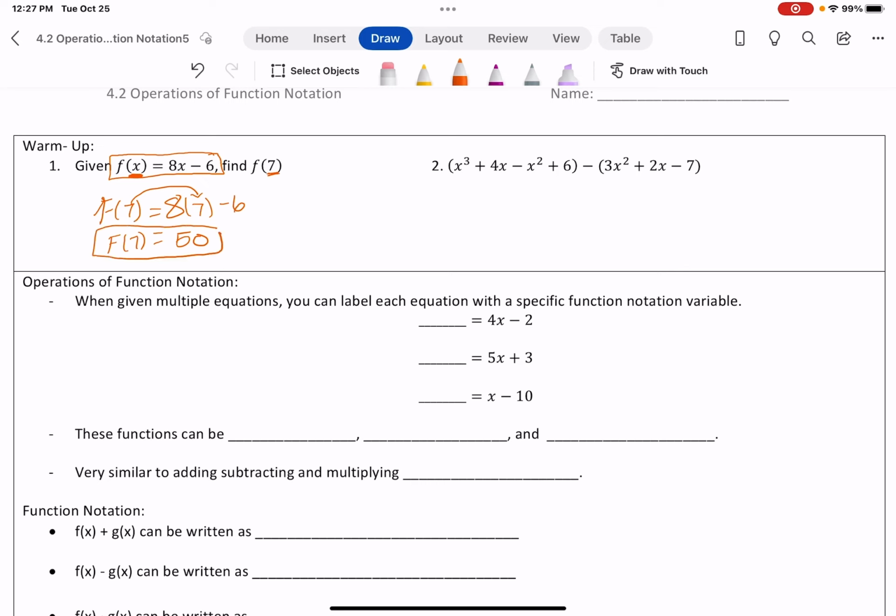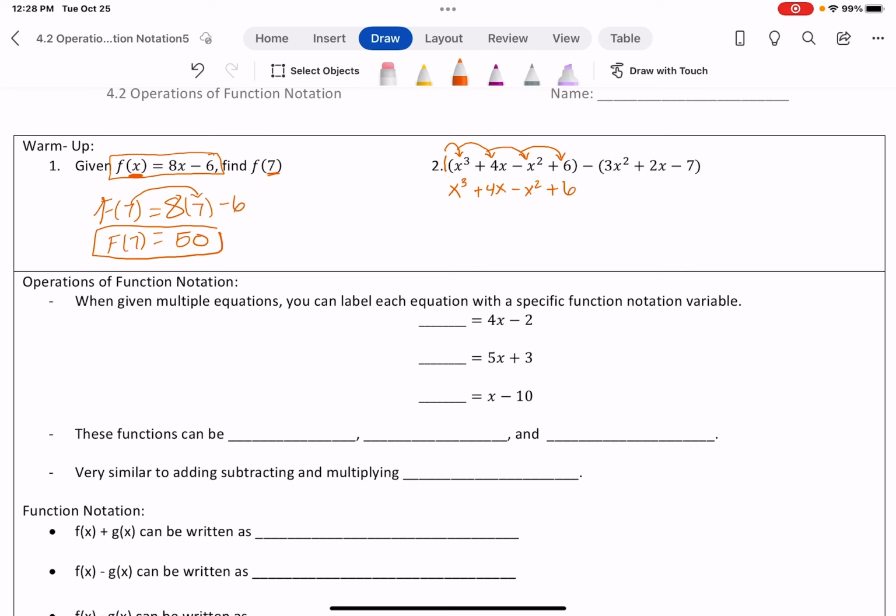Now, for our second question in our warm-up, this is subtracting polynomials, which we did last unit. Remember, to get rid of our parentheses, the very first thing we need to do is distribute those ones, or multiply those ones. So 1 times x to the third is just x to the third. 1 times 4x is positive 4x. 1 times negative x squared is negative x squared. 1 times 6 is positive 6.